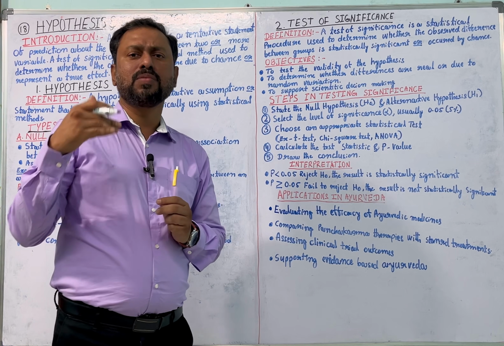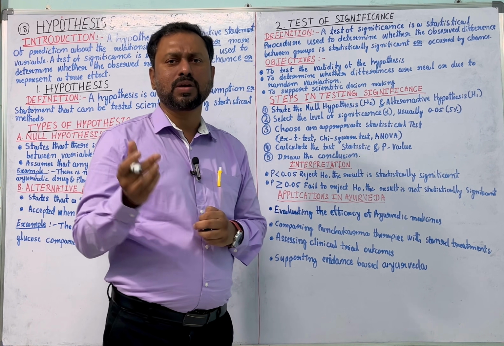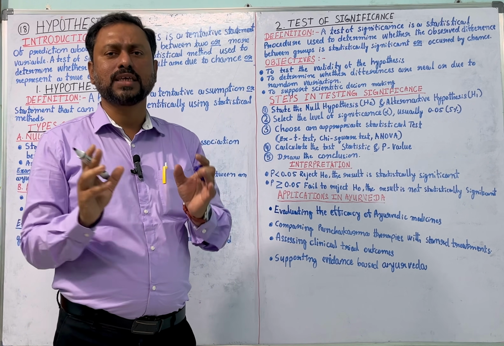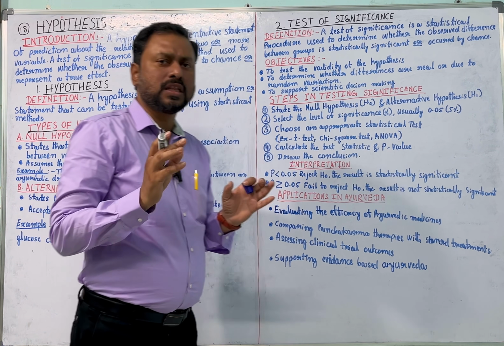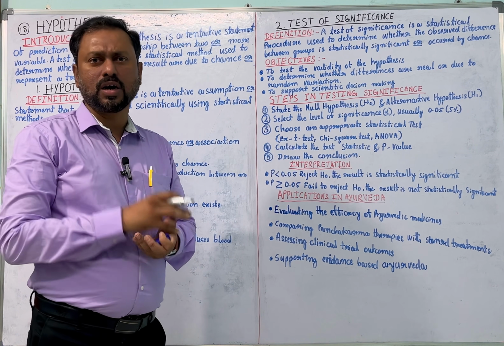Below 5%, it may be an error, it is coming 1%, 2%, up to 5%, it is considered as an error in the result. Select the level of significance, that is 5%. These are the steps we have to consider.